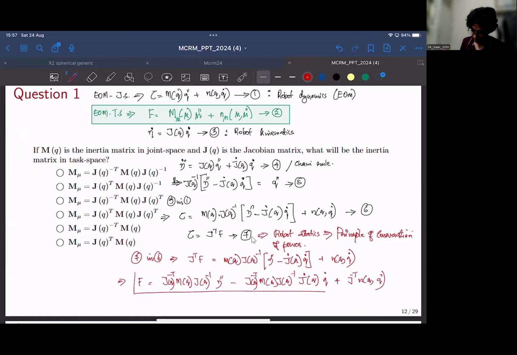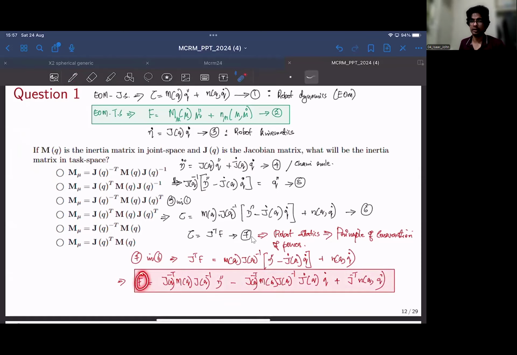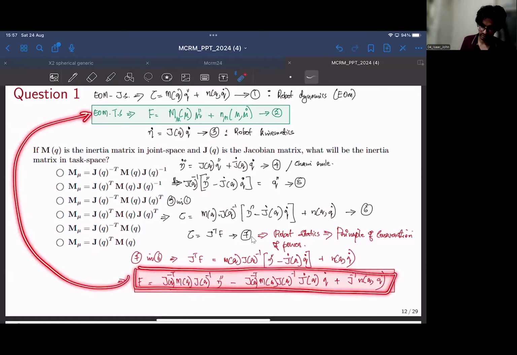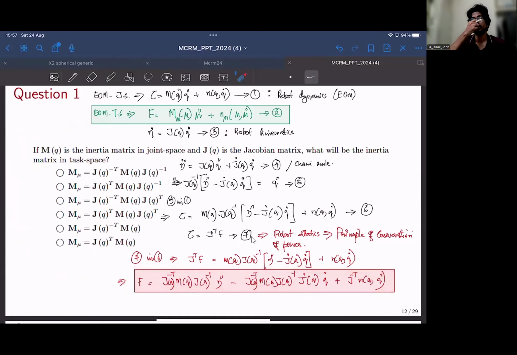So I just make an outline for this. Now we have over here the quantity capital F, that is nothing but the forces and torques at the task space coordinates. If you compare this equation with the equations of motion in task space coordinates, the mass matrix is nothing but the coefficient matrix of this vector eta double dot.